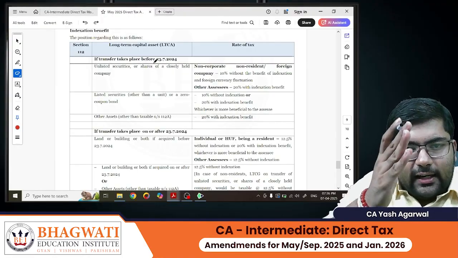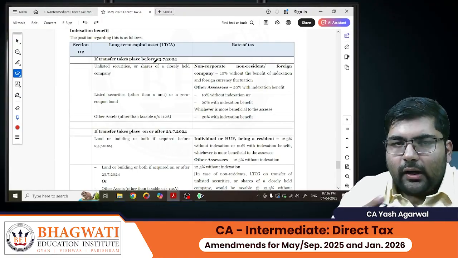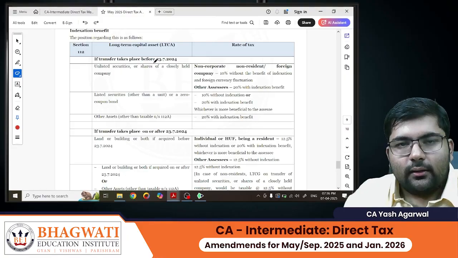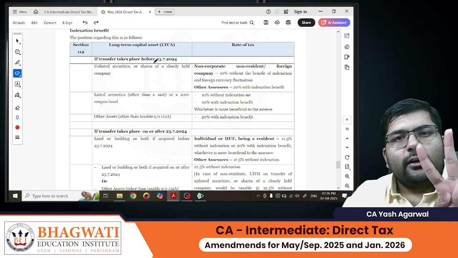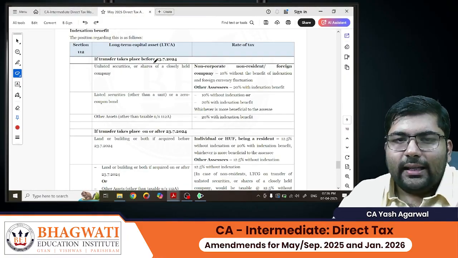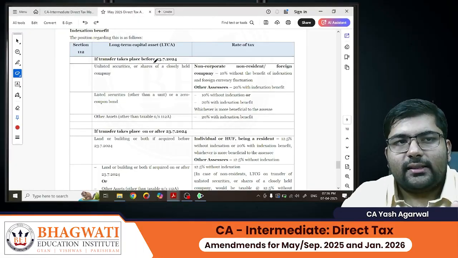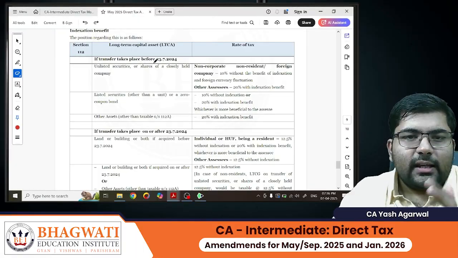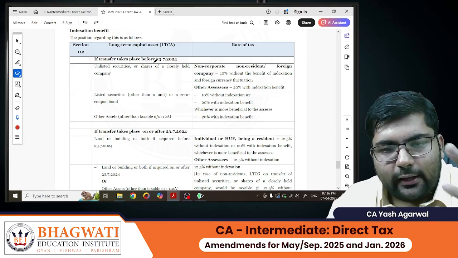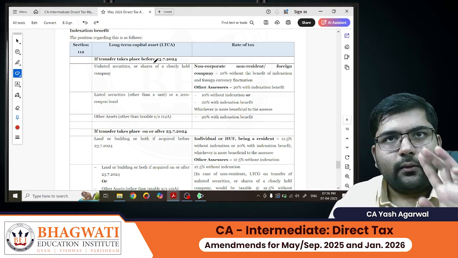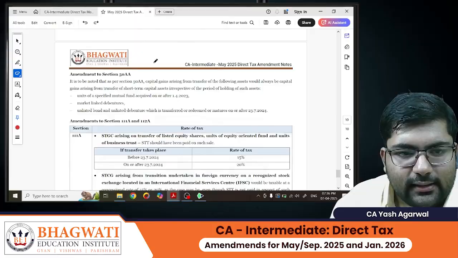For items which get covered under section 112. What items get covered under section 112, sir? Just let us understand two items. One, land and building. The other one, assume you have listed shares on which STT was not paid on acquisition. So it can't get covered under 112A. See, 112A has a condition.